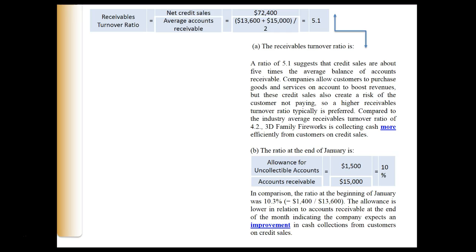So the allowance for uncollectible, $1,500, divided by the accounts receivable of $15,000 is 10%. In comparison, the ratio at the beginning of January was 10.3%. So the allowance is lower in relation to accounts receivable at the end of the month, indicating the company expects an improvement in cash collections from customers on credit sales.